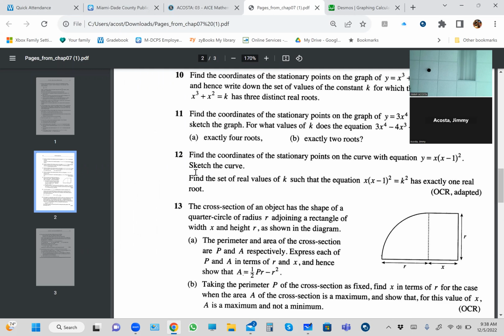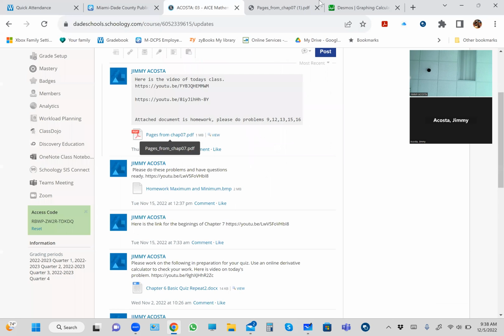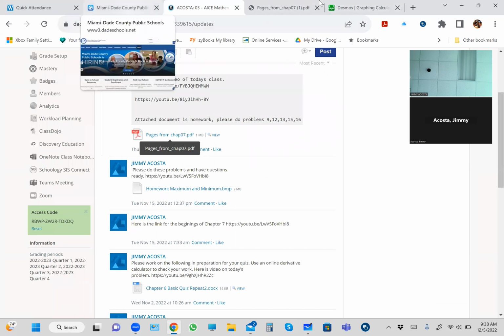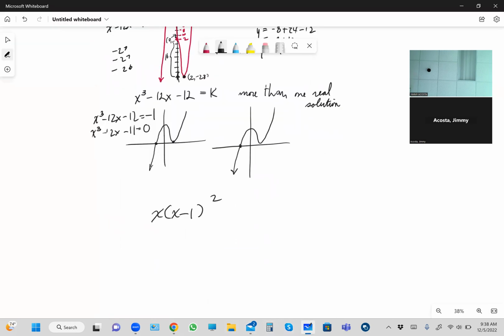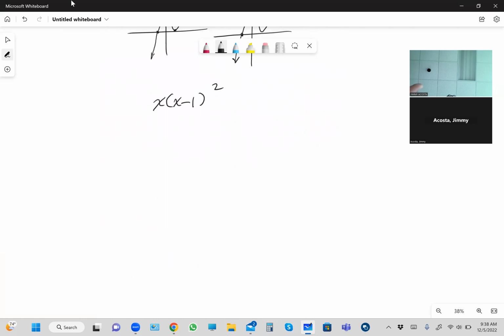Find the stationary points. Okay, no biggie. Do you guys want to try this one on your own now that you see me do a full example? You want to try it on your own? Anyone here? All right, so look, give it a shot. See if you can do the stationary points.